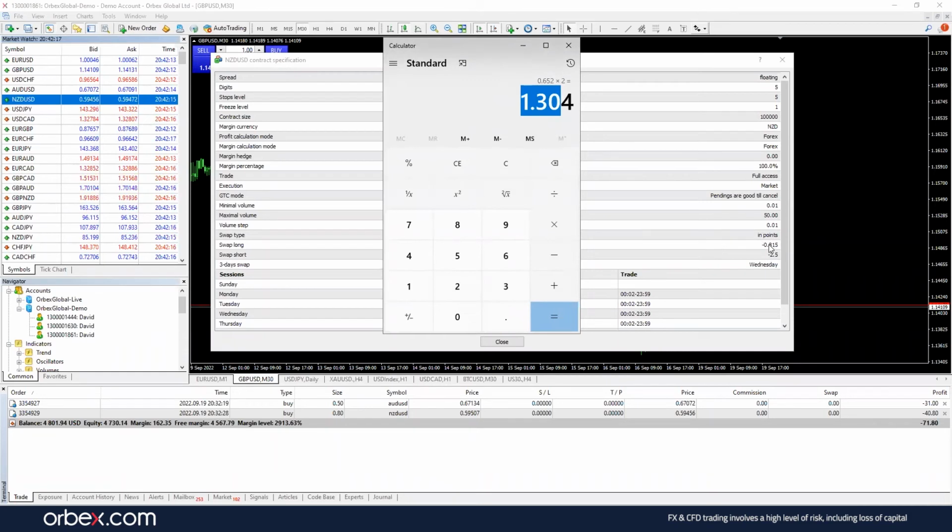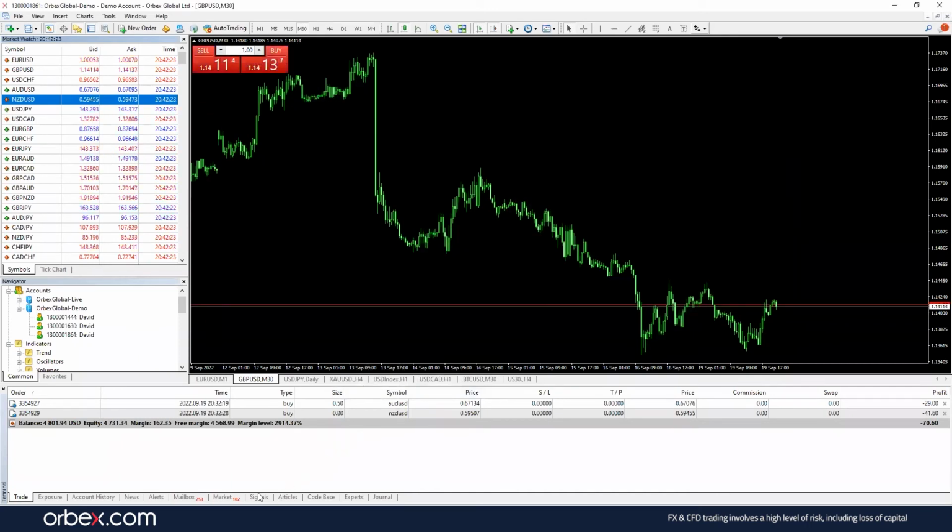As I said, because it's in points, we shift it to the left-hand side. So I hope that's very clear. As I said, any questions, please feel free to ask me.